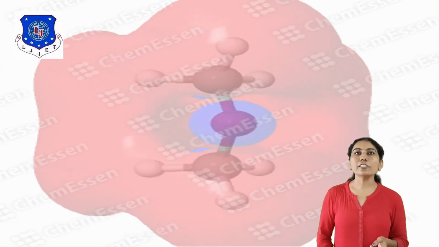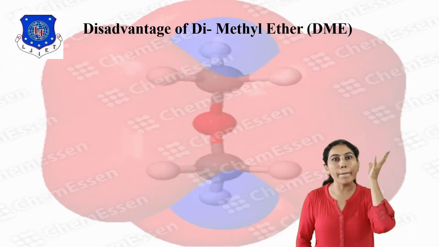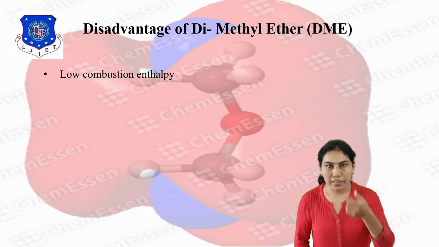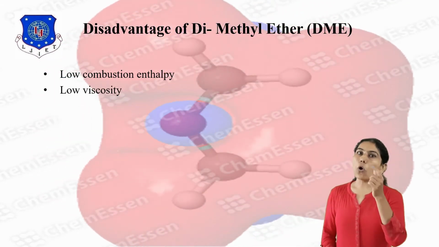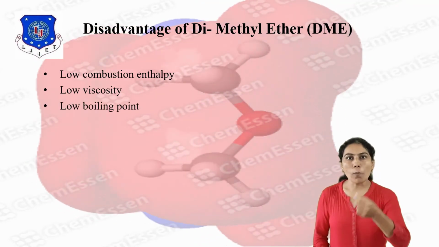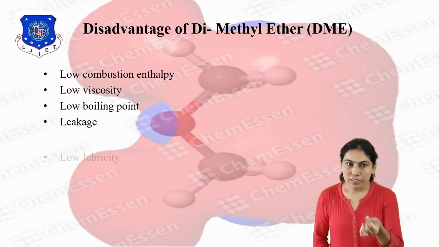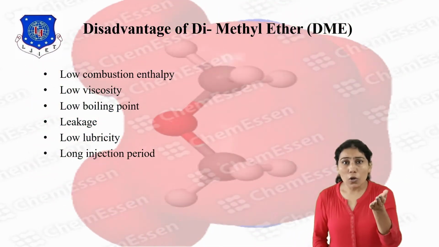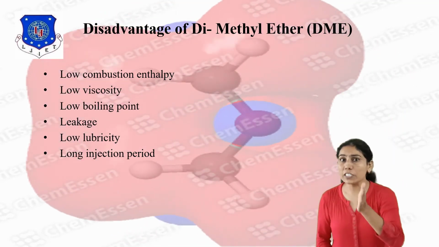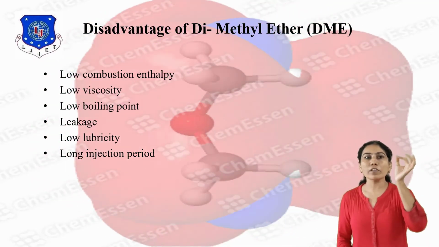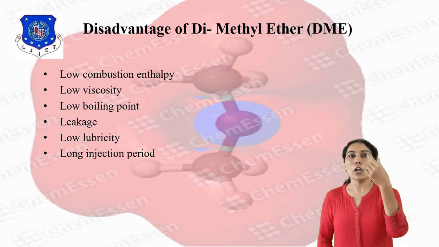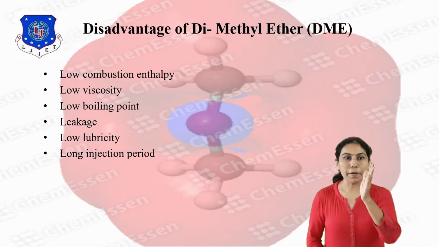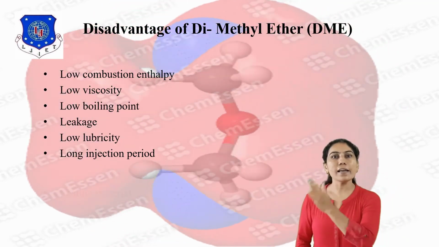The next topic is the disadvantages of dimethyl ether. First is low combustion enthalpy, then low viscosity, low boiling point, leakage, low lubricity, and low injection speed. These are disadvantages of dimethyl ether.